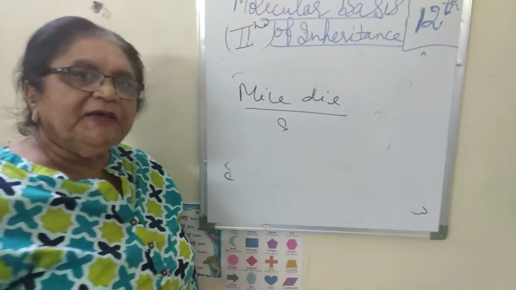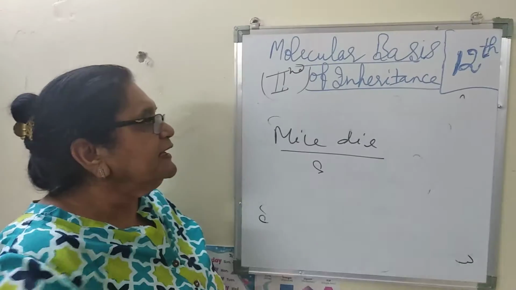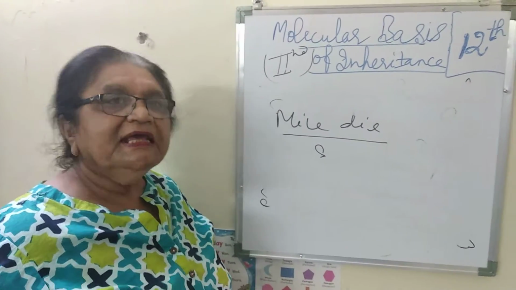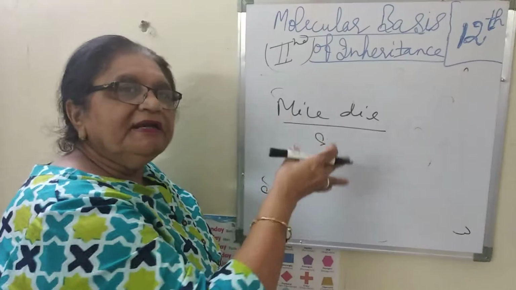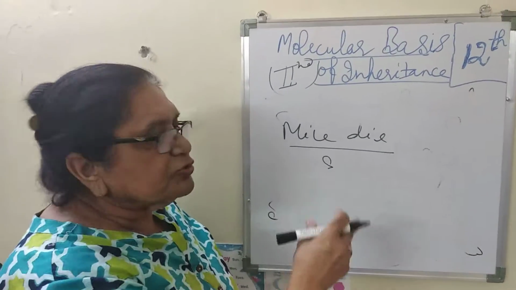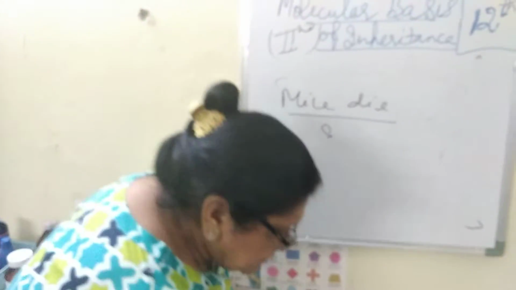So that is the experiment, and this experiment is very important and comes for 3 marks in the paper. Explain the Griffith experiment. This experiment was done by Griffith on Streptococcus pneumoniae, which causes pneumonia.